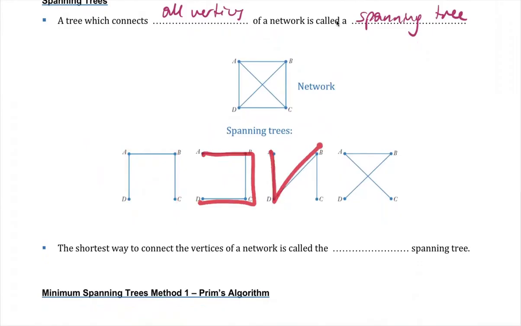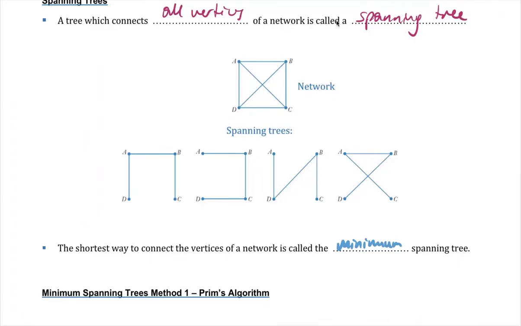In that way, there are multiple different ways of being able to connect all of the vertices inside of a network. But essentially, it's not always going to be the shortest way if we apply weights to each of these. The shortest way to connect the vertices of a network is called the minimum spanning tree, and that's the concept that we want to focus on today to have a little bit of a play with.